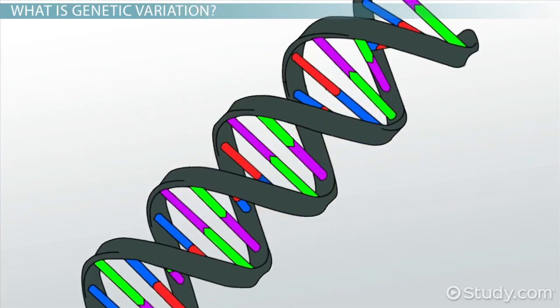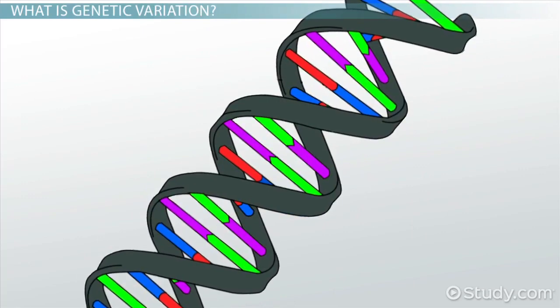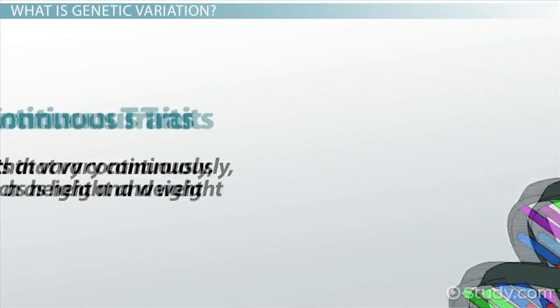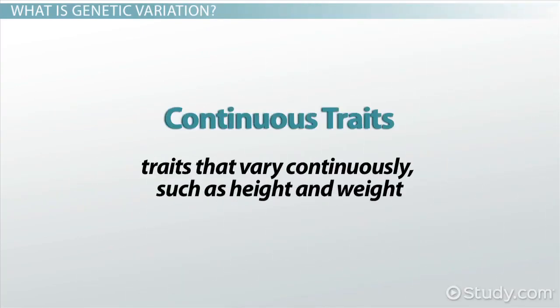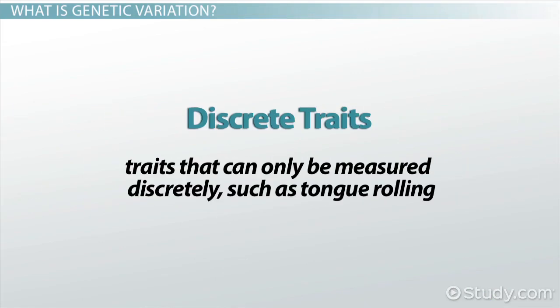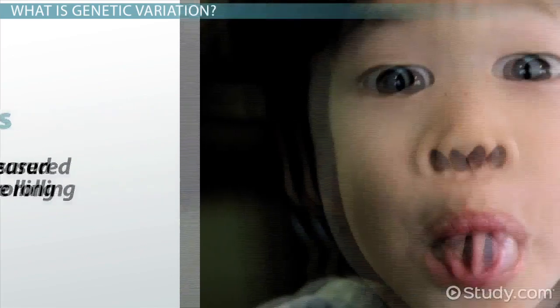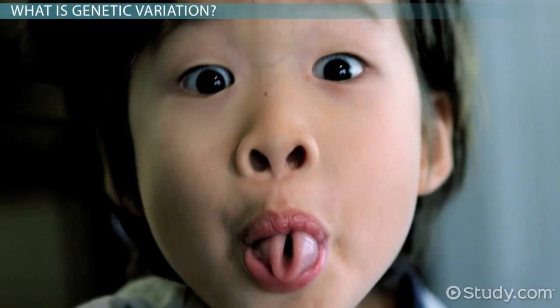Genetic variation can be identified through either continuous or discrete traits. Continuous traits are traits that vary continuously, such as height and weight. Discrete traits are traits that can only be measured discretely, such as tongue rolling. You either can or can't do this.